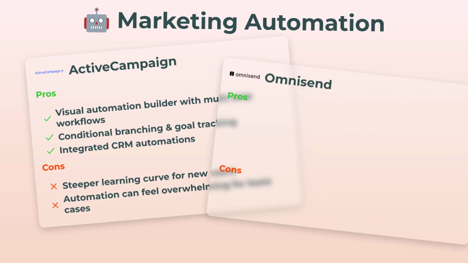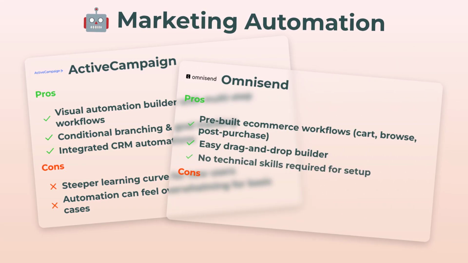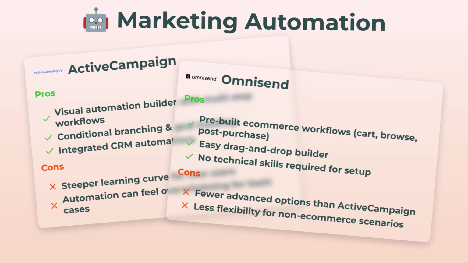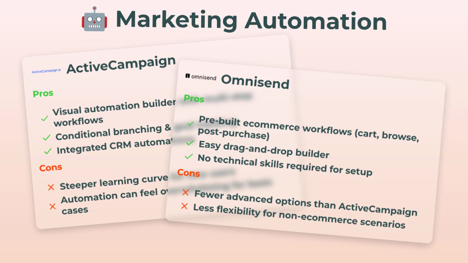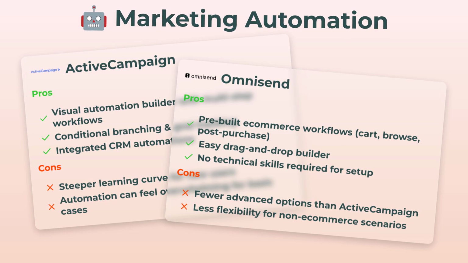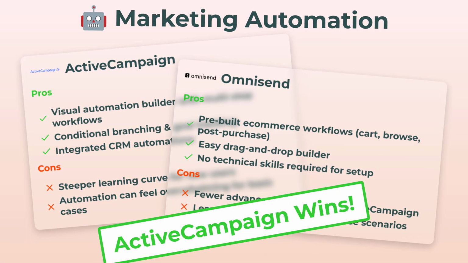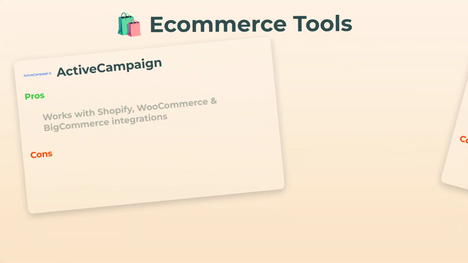Like, where to start? Omnisend, on the other hand, sticks to what e-commerce stores need. Pre-built workflows like cart abandonment, and it's dead simple with drag and drop. No need to stress. Anyone can set it up. Not as many advanced tricks as ActiveCampaign though, and not as flexible if you're outside that e-commerce bubble. So, who takes the automation crown? ActiveCampaign for sure. E-commerce tools is up next.